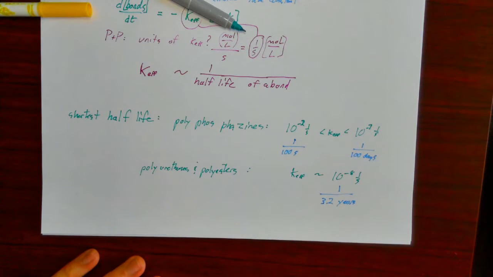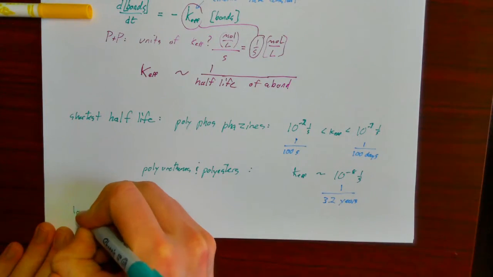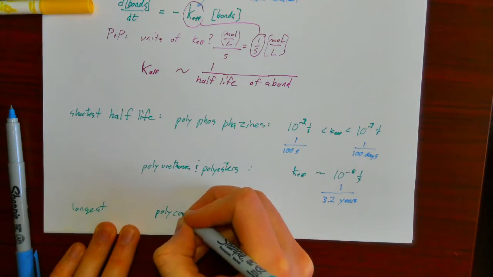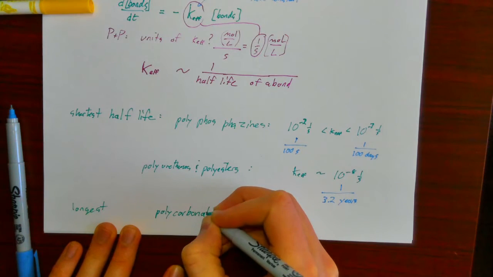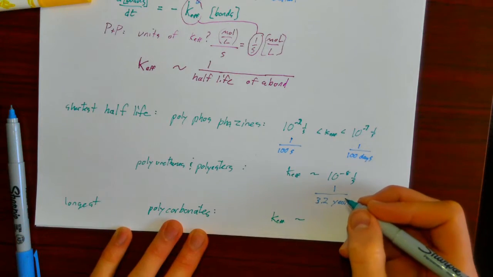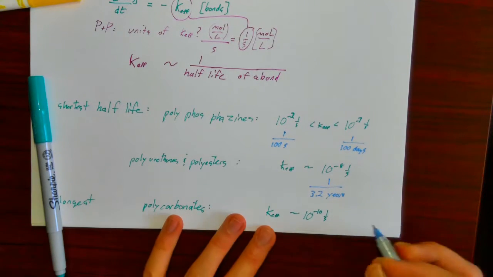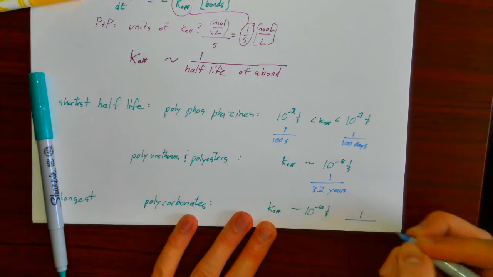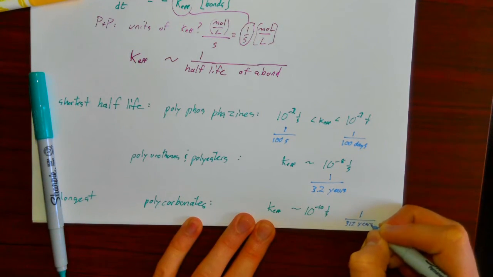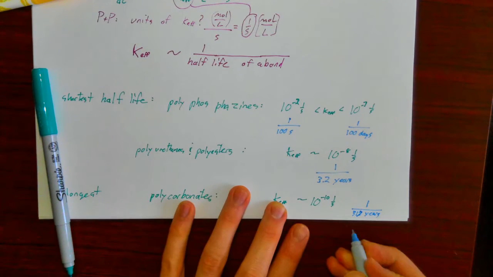And then some of the ones with the longest half-lives include polycarbonates. These polycarbonates have a K effective on the order of 10 to the minus 10th inverse seconds, which in terms of a half-life would be like 1 over 317 years. I want to live a long time, but I don't think I'm going to live 3 centuries.